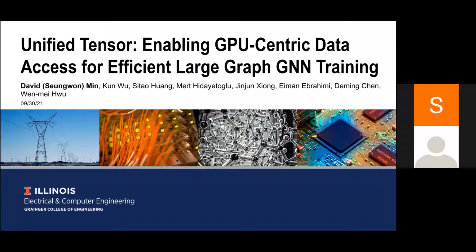Today, I'll talk about our work, UnifiedTensor, enabling GPU-centric data access for efficient large graph GNN training. This work was mainly targeting training a very large graph, which usually does not fit into GPU memory.